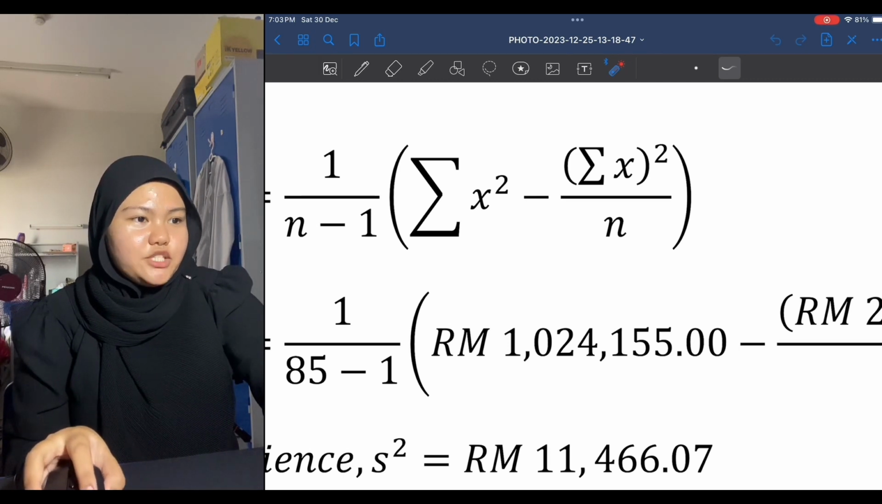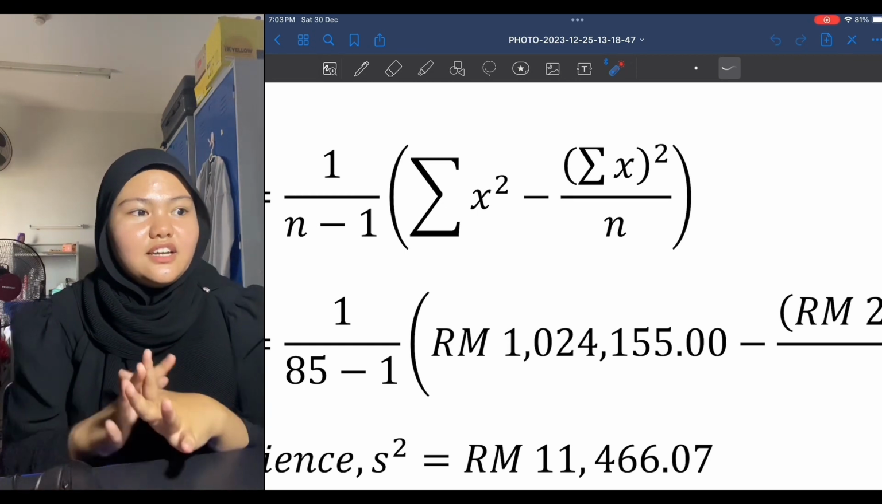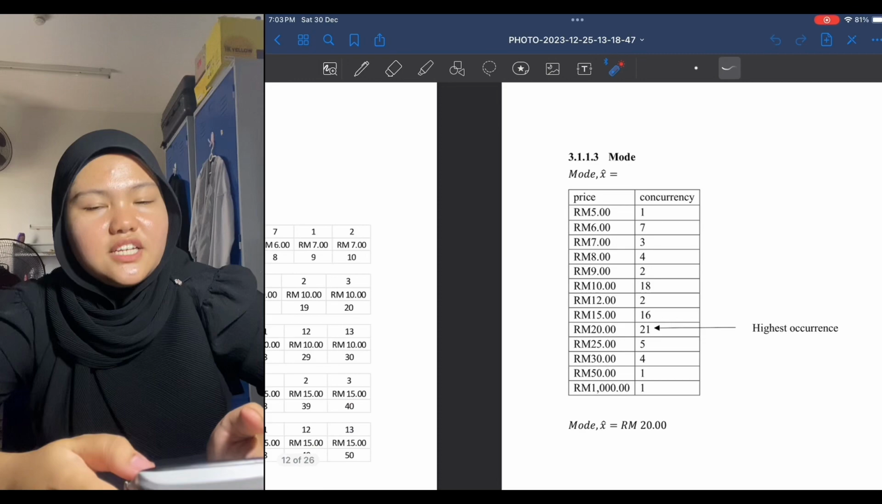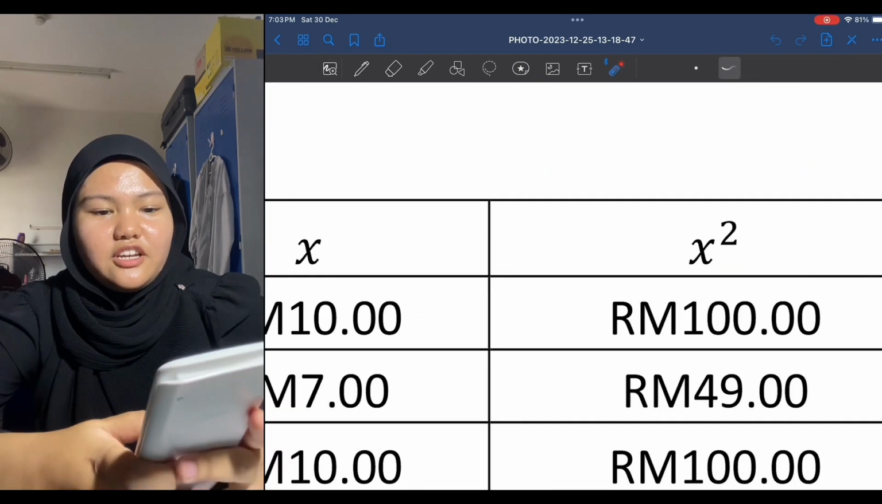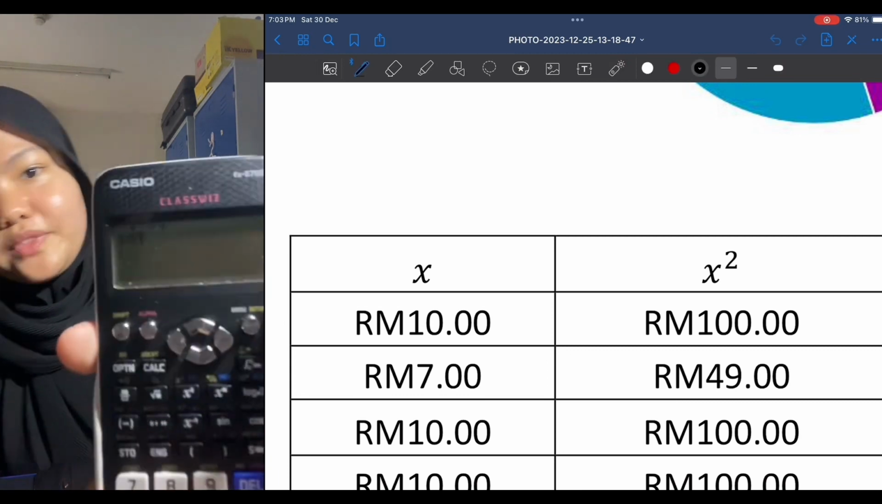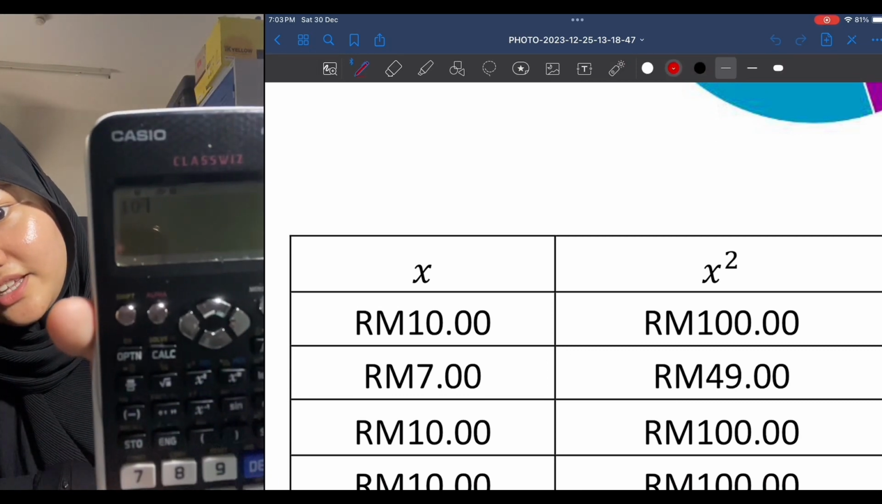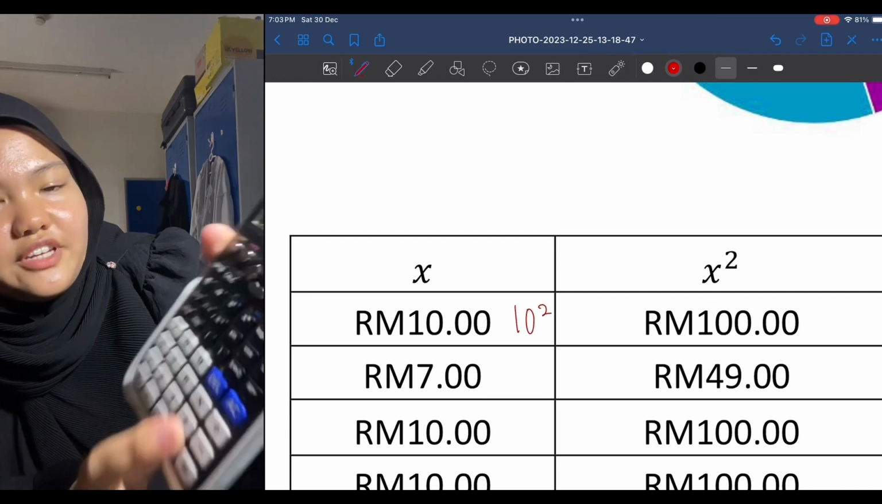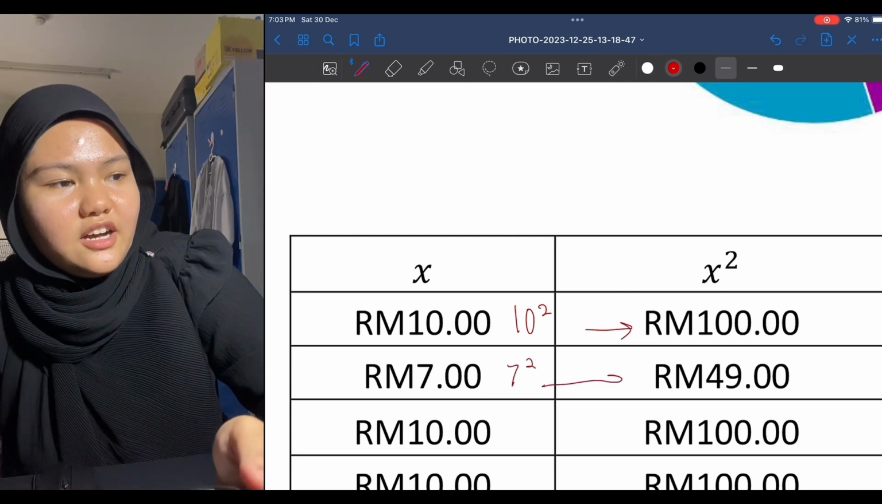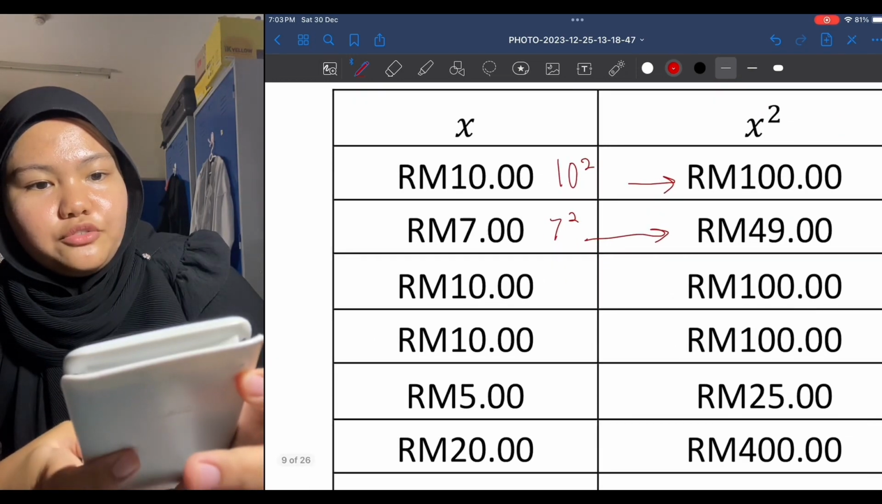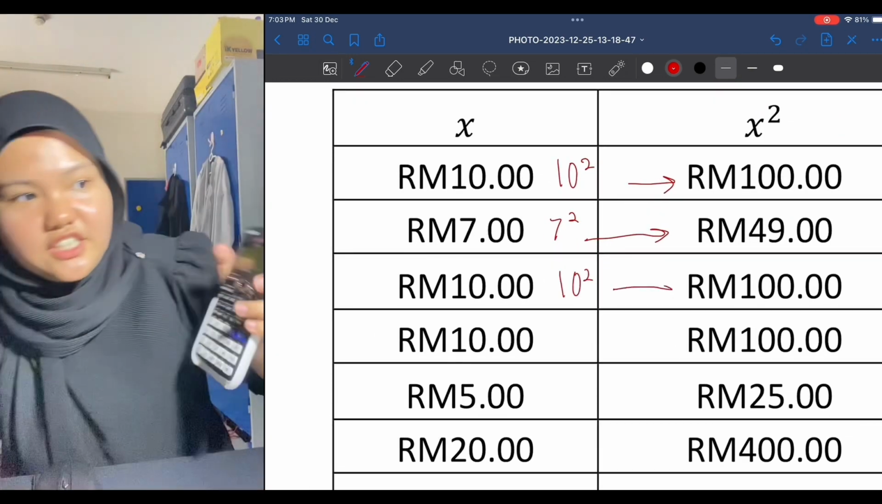Okay, this is our actual data: 10 ringgit, 7 ringgit, 10 ringgit, 5 ringgit, 200 ringgit. And then it is the data that has been to the power of 2. What do I mean by that? Okay, 10 ringgit to the power of 2 is 100. Can you see? 10 ringgit to the power of 2, we get 100. So 7 ringgit to the power of 2, we get 49.